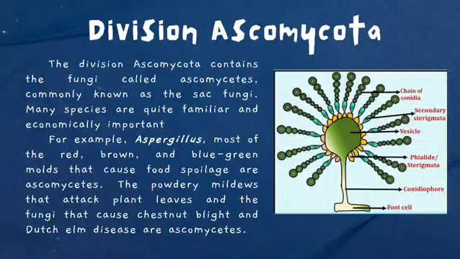So this division, Ascomycota, the fungi present in these sectors are called ascomycetes, commonly known as sac fungi. They are economically important fungi, we might say. For example, Aspergillus. They are mostly red, brown, or blue-green molds, and they cause food spoilage. They also produce powdery mildews that attack plant leaves, and fungi that cause chestnut blight or Dutch elm disease. These are caused by ascomycetes.